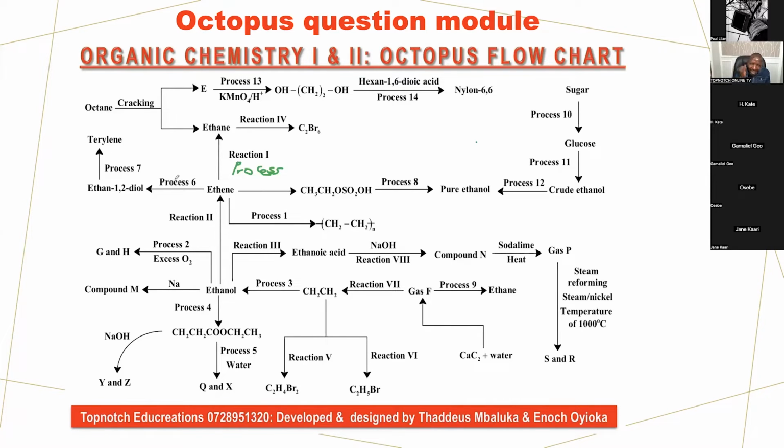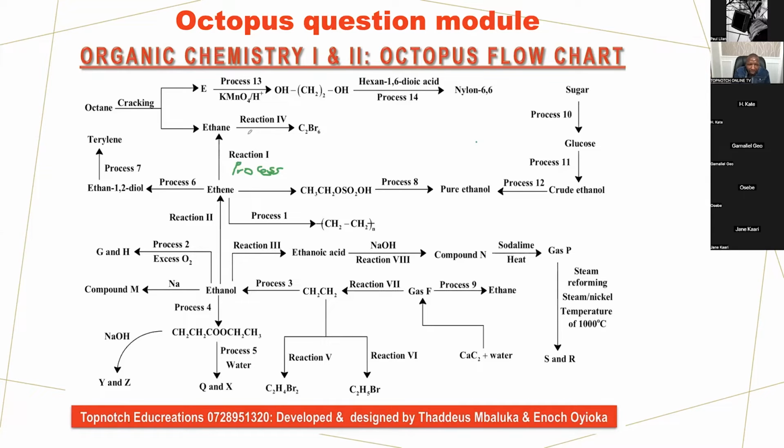So in any reaction, be able to know the name of that process or reaction. Give us the reagent. Give us the condition. You are sorted. Now, after converting to ethane, we go to reaction 4. What do you call this kind of reaction?